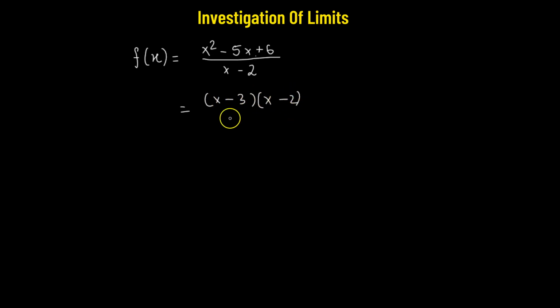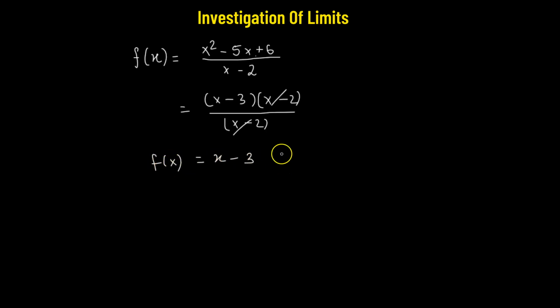So this means that, let's do some algebra here. We have f of x given by (x squared minus 5x plus 6) divided by (x minus 2). If we factorize this numerator, we get (x minus 3) times (x minus 2) divided by (x minus 2). So x minus 2 gets cancelled out, and this is equal to x minus 3.